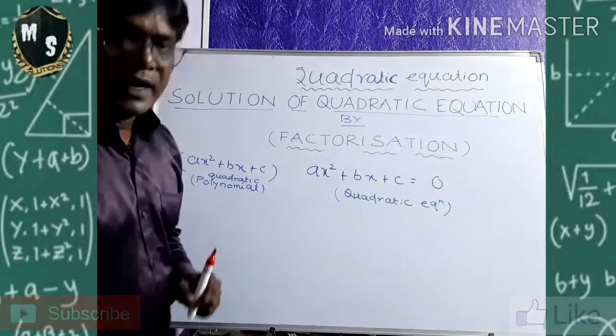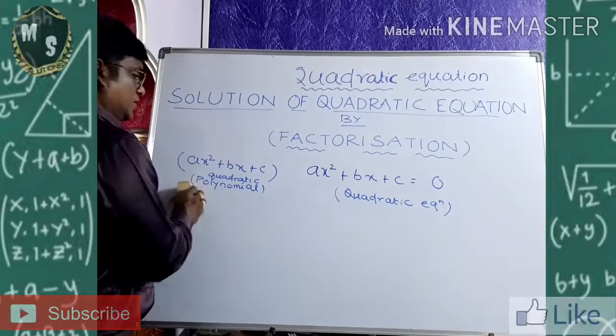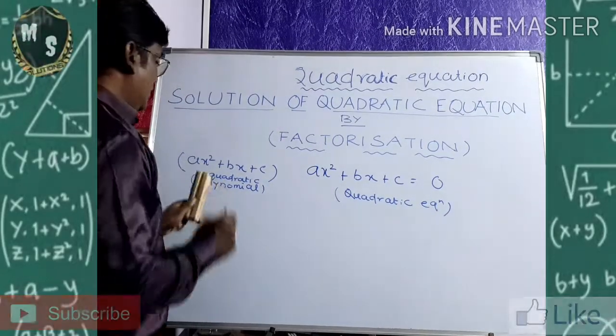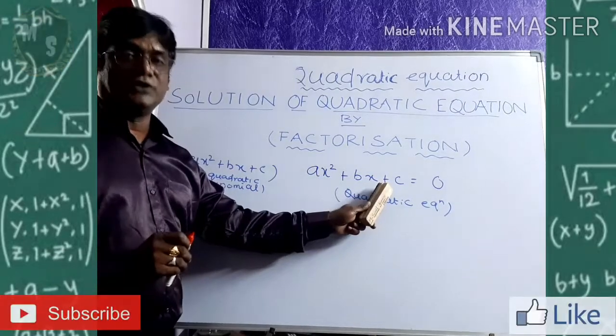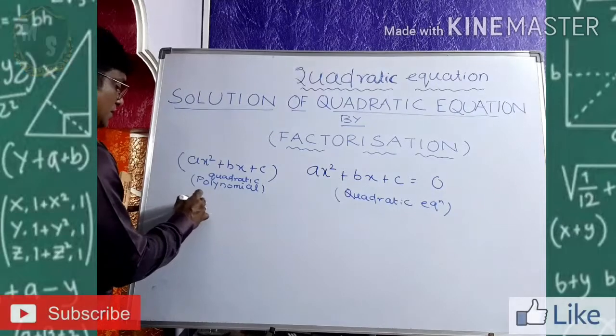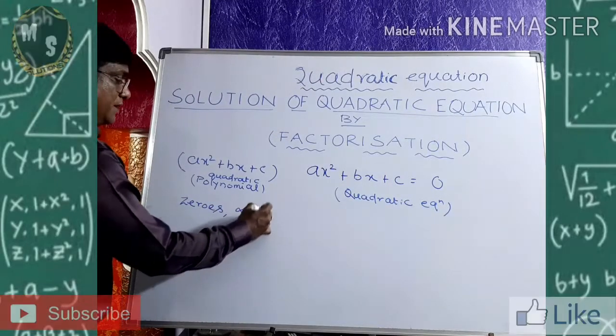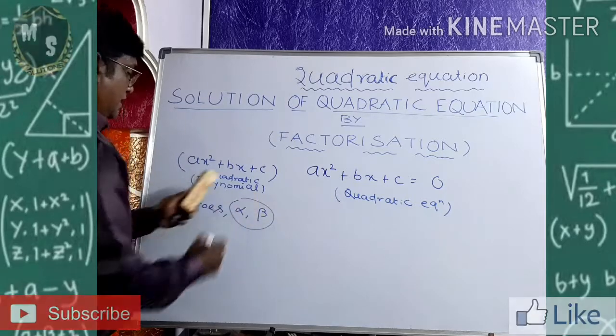Now come to the point. I said the solution of quadratic equation. When you are finding the answer for this solution, how many answers came? That is called the zeros. You are calling them zeros. How many zeros are coming? Alpha and beta, 2 zeros are coming in a quadratic polynomial.